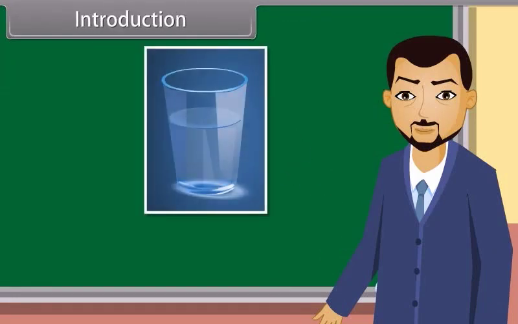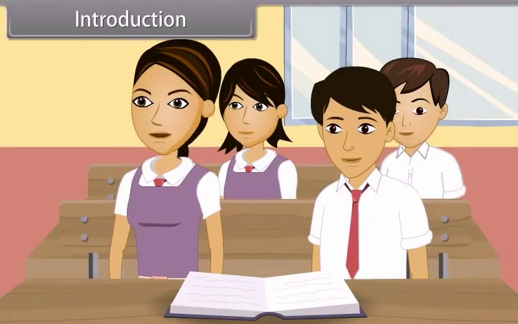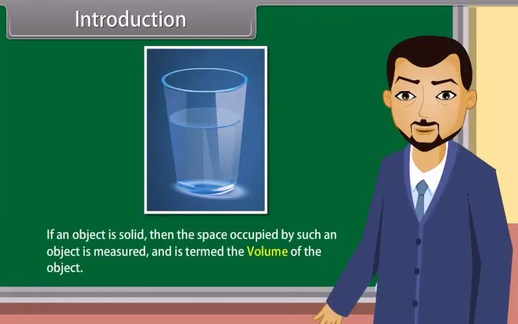This is a glass which is half filled with water. We can easily measure the capacity of glass or volume of water which is contained by the glass. Teacher, what do you mean by volume? If an object is solid, then the space occupied by such an object is measured and is termed as the volume of the object. Come, I will teach you more about volume today.